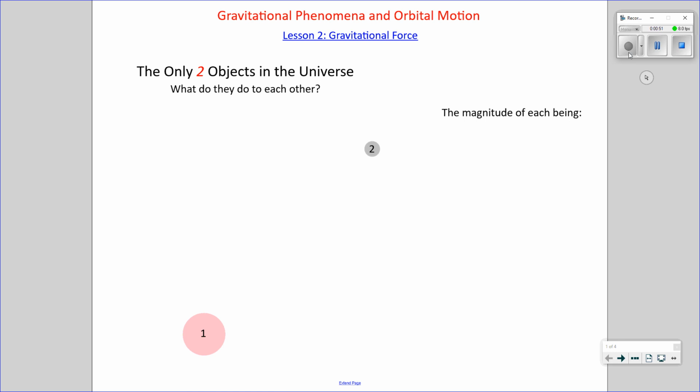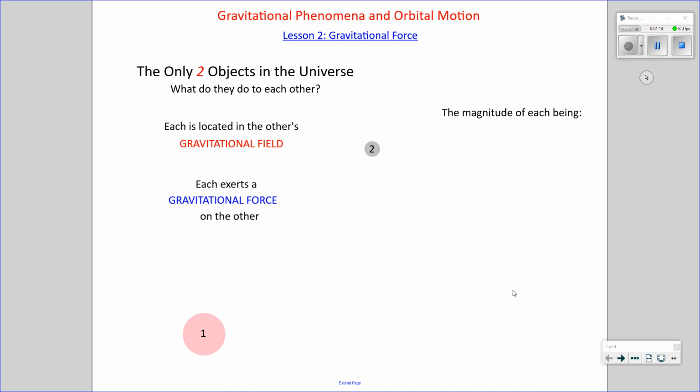Well, what happens is each of these objects is now located in the field made by the other one. So object 2 is located in the gravitational field made by object 1, and vice versa. Object 1 is located in the field made by object 2. And so what happens when an object is located in a gravitational field made by another object? Well, the result of that is that a gravitational force is experienced by each object. Each of these objects exerts a gravitational force on the other one.